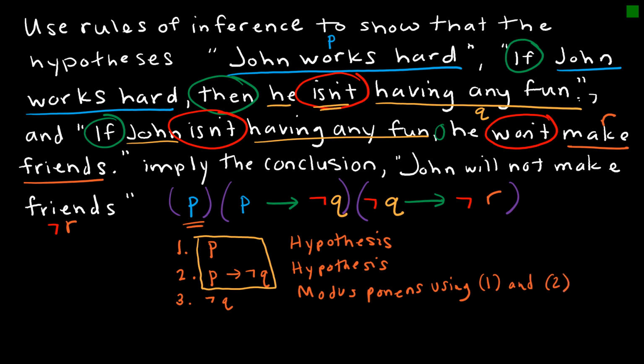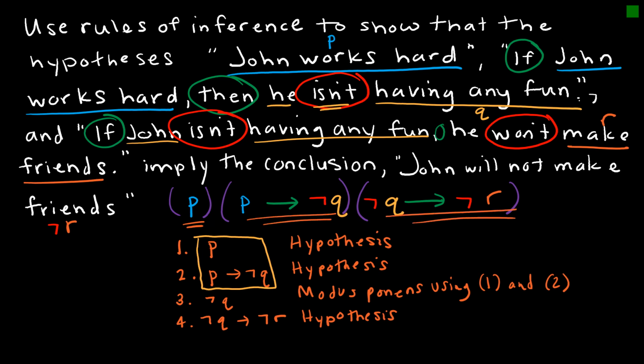So yes, there's a not involved, and when we looked at modus ponens, we didn't have a not involved, but it's really the exact same thing. So now what? Now I have not Q, which I know is true using modus ponens, and now I'm going to look at if not Q, then not R, and that is a hypothesis given to me, and that is the last of them. So I've used this one already, and now I've used this one.